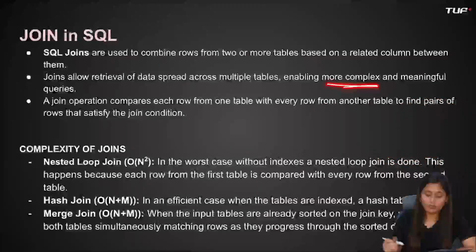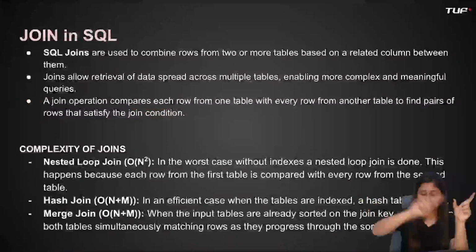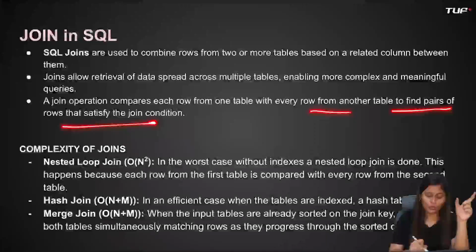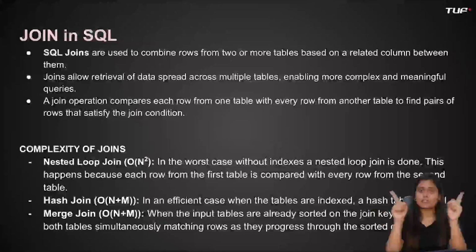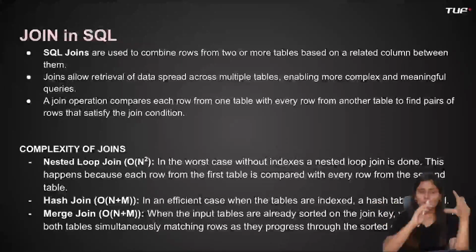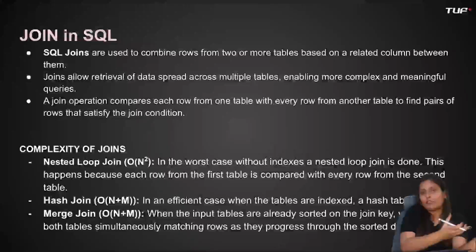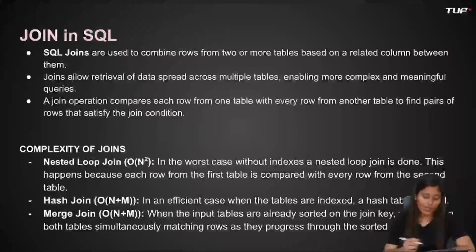So this actually makes it more complex. A join compares each row from one table with every row from another table to find pairs of rows that satisfy the join condition. So basically we are finding the pairs that satisfy the condition of the SQL query on which we want to fetch the data.